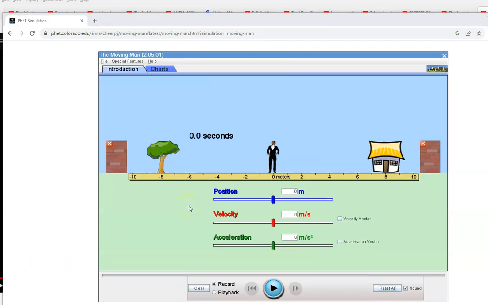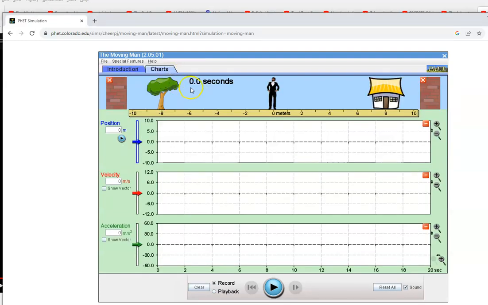You should also check out the charts display for the moving man, which is going to graph the motion graphs for position, velocity, and acceleration against time, as the moving man demonstrates visually how the graphs correspond to what he is actually doing.